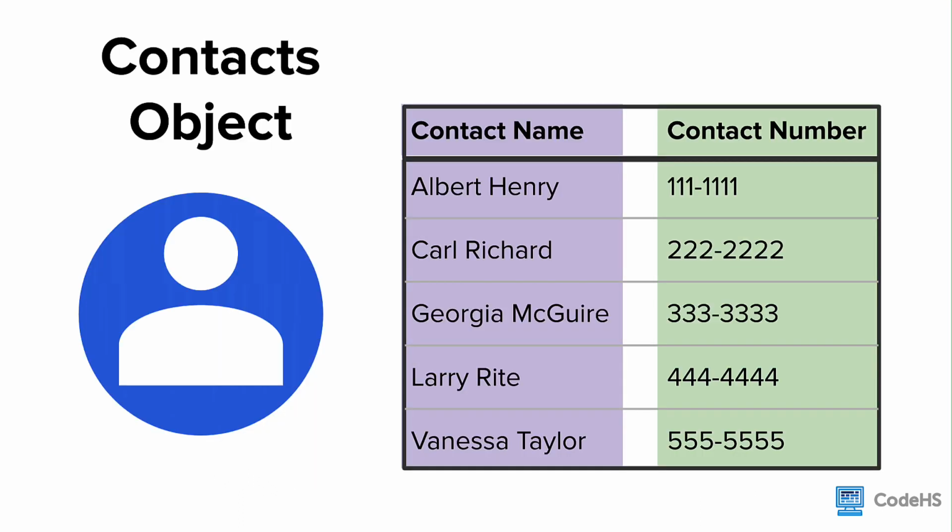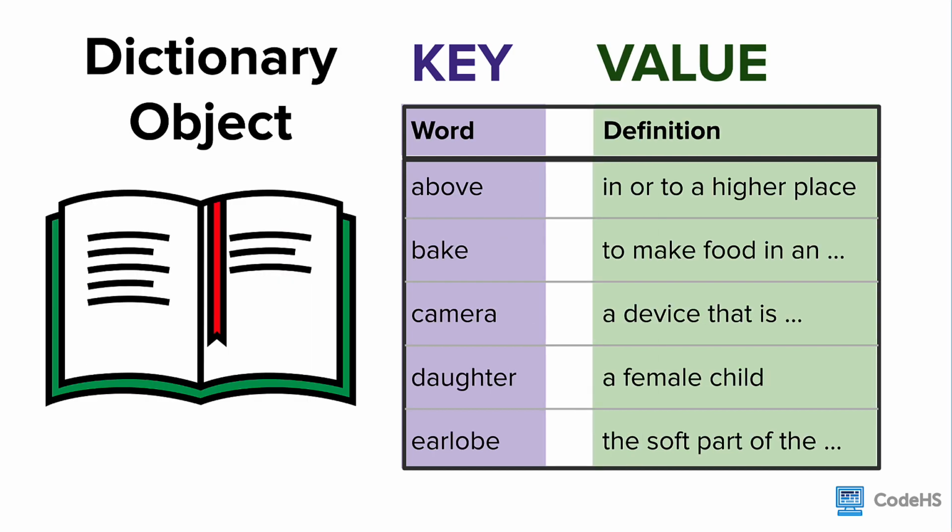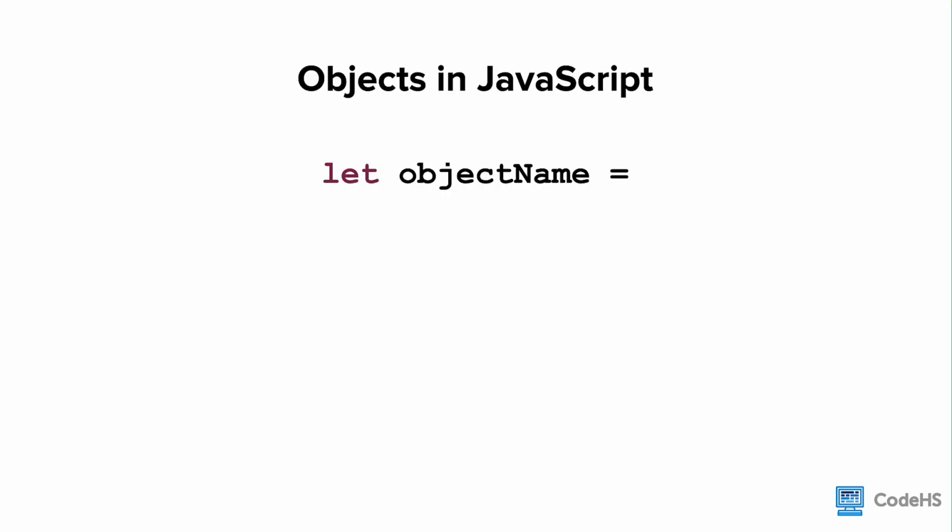So looking back at a contacts object, we'll use the names as the keys and their associated numbers as the values. And our dictionary object will use words as the keys and their definitions as the values associated with them. There are a few ways to create an object in JavaScript, but let's start by declaring an empty one and then adding key value pairs to it. Similar to other data structures like arrays, we start with a variable name followed by an equal sign. To make an empty object, we add open and closed curly brackets, not to be confused with creating an empty array, which uses open and closed square brackets.